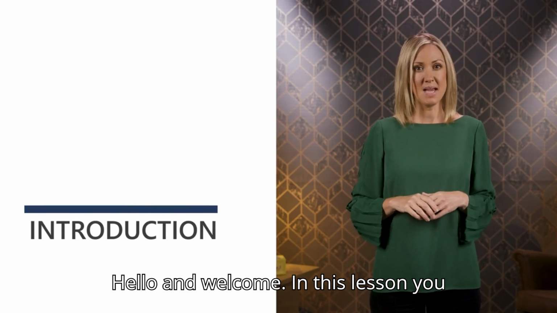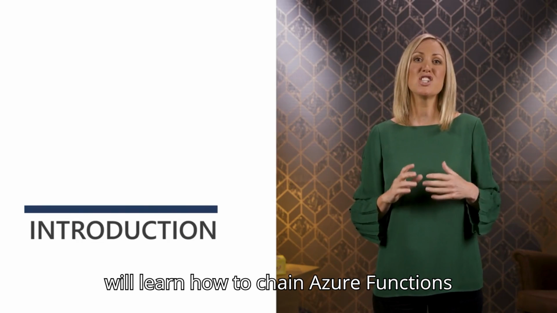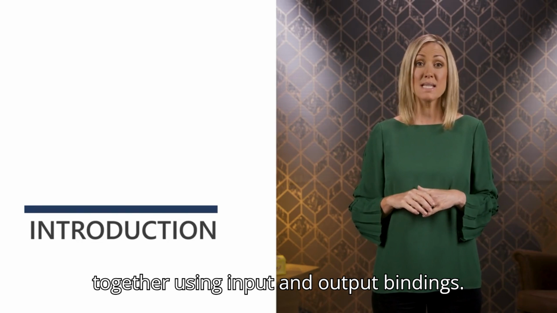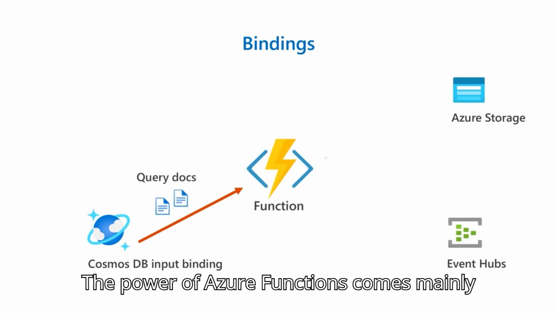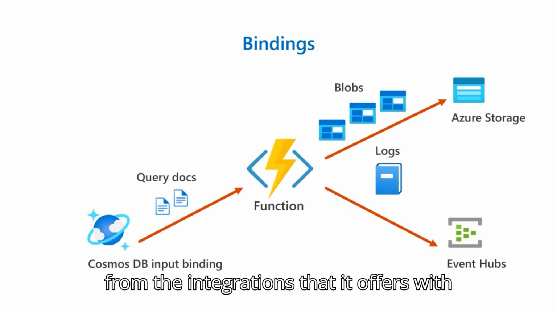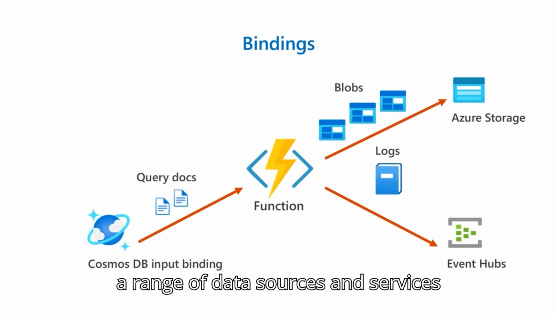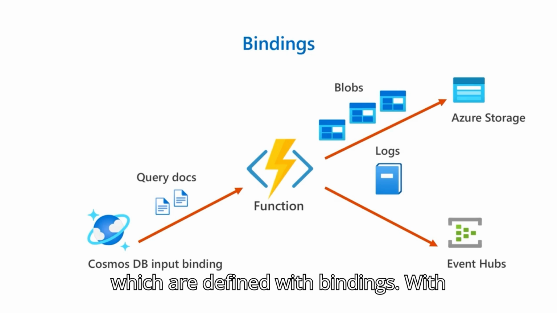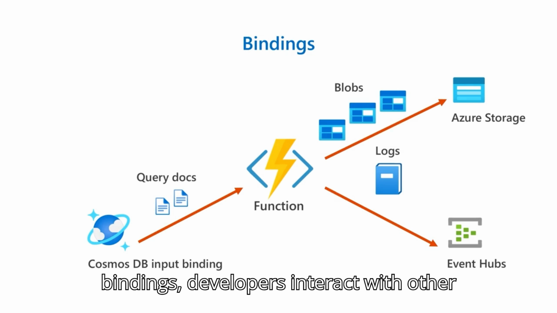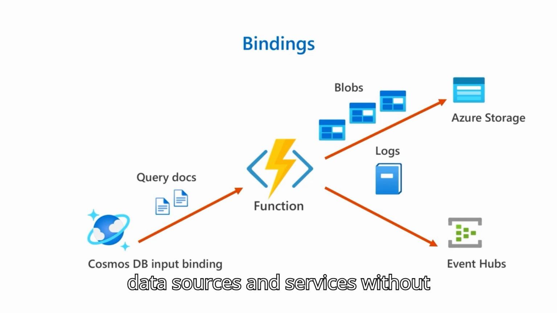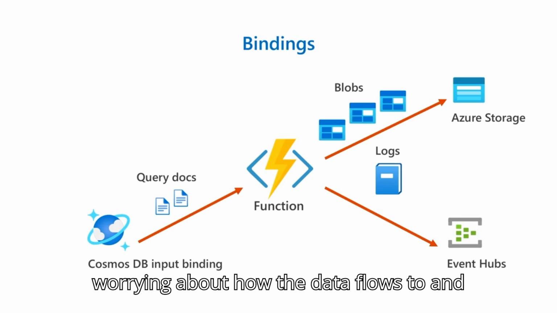Hello and welcome. In this lesson, you will learn how to chain Azure Functions together using input and output bindings. The power of Azure Functions comes mainly from the integrations that it offers with a range of data sources and services, which are defined with bindings. With bindings, developers interact with other data sources and services without worrying about how the data flows to and from their function.